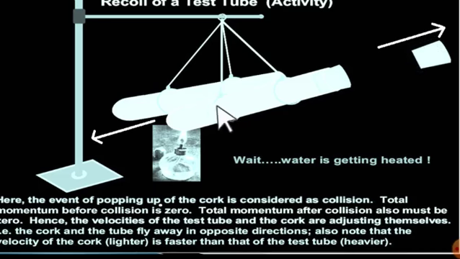This is of large mass, velocity will be small, because the momentum of this and the momentum of this will be equal and opposite. So being light mass, velocity must be more. Got it? In that way, the conservation of momentum is also seen here.